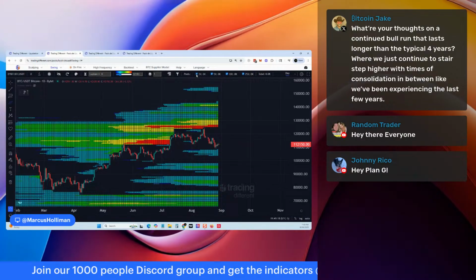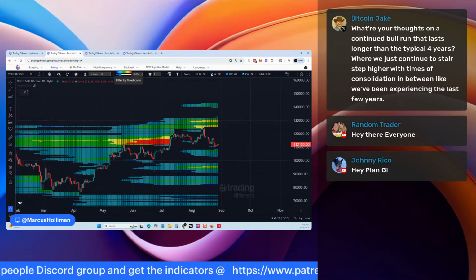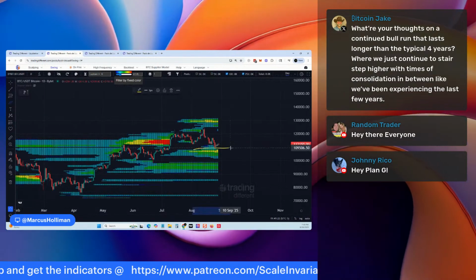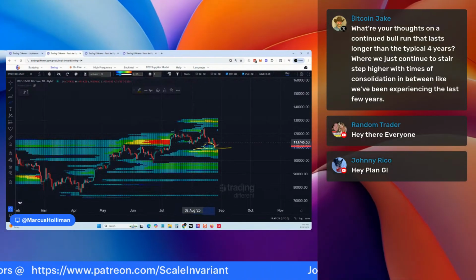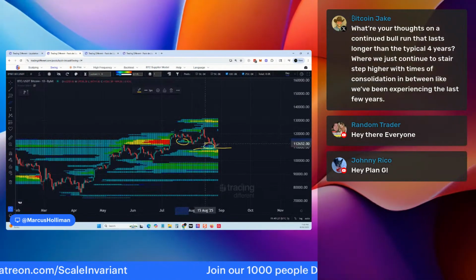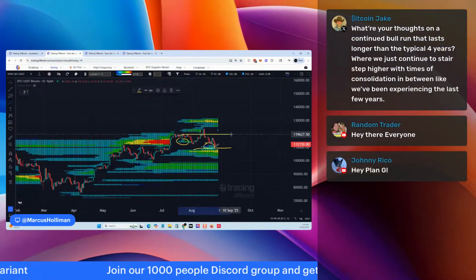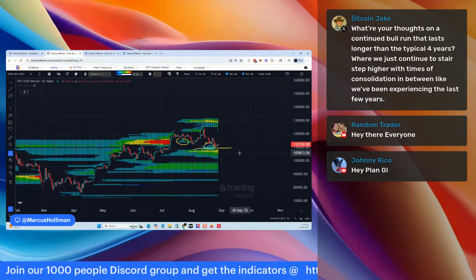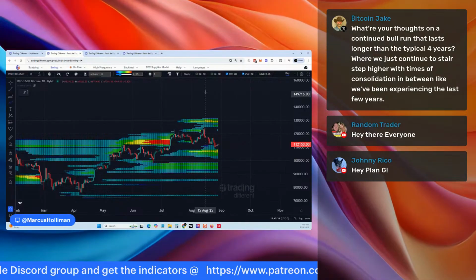Now, if I can, I'll show you here. We'll zoom in just a little bit. You can see that it's just taking internal liquidity. That's all they're doing right now, just sweeping up some internal liquidity, sweeping the floor before we get back on track.